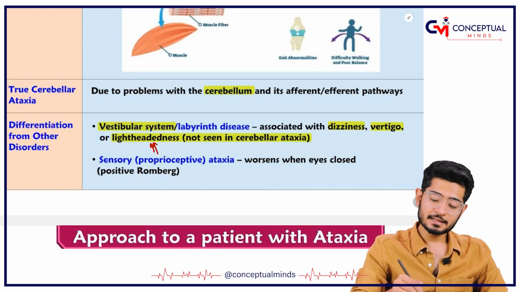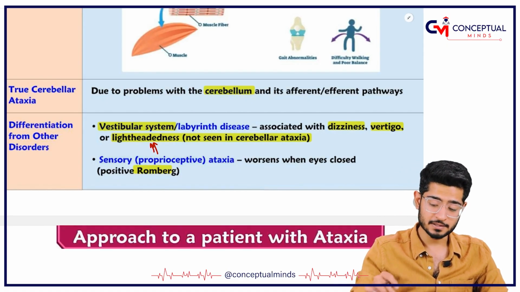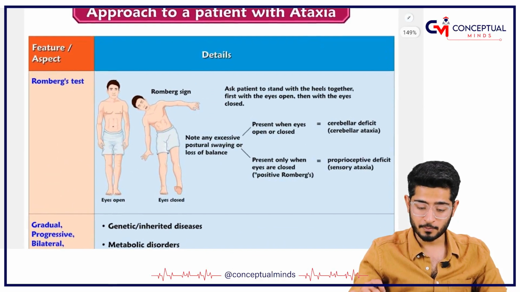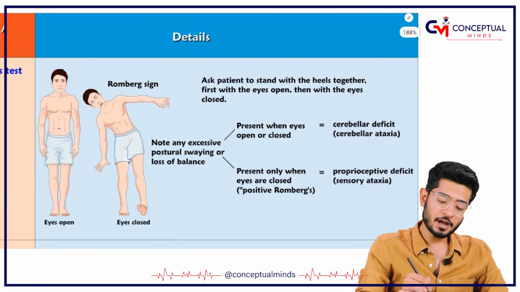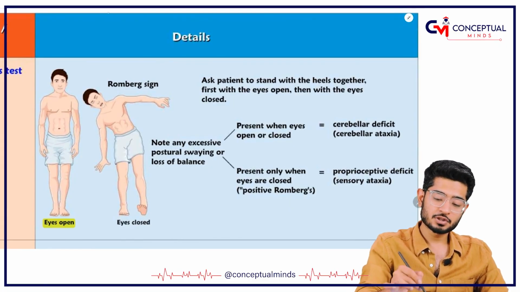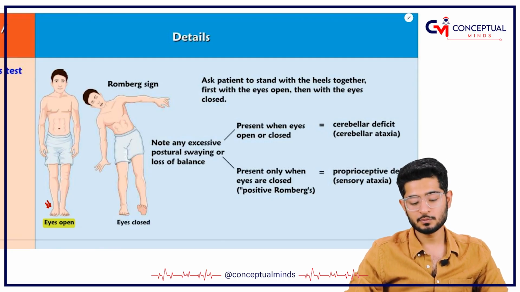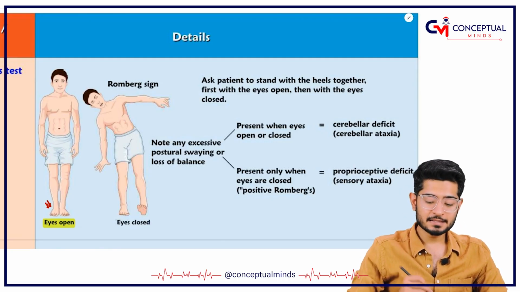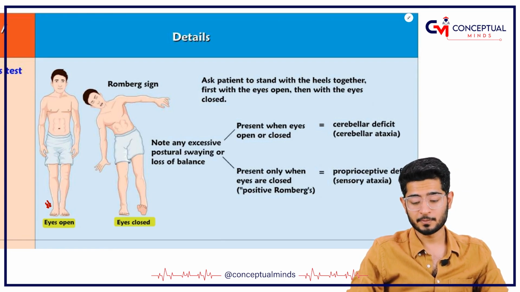What is sensory ataxia? Sensory ataxia I can teach you with the help of the Romberg sign. I just hope I have got a picture of Romberg. See, what is the Romberg test? If the eyes are open and I ask the patient to join the feet, the patient is easily able to join the feet. But when I ask the patient to close the eyes, the patient can't stand tall. The patient is unable to stand tall.